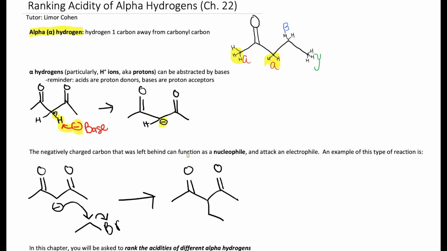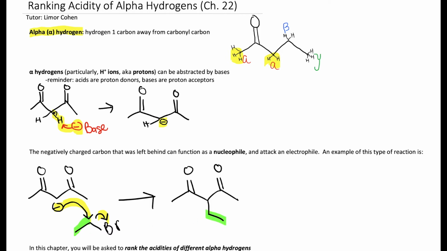This negatively charged carbon is actually a good nucleophile and it can attack electrophiles. You'll see a lot of reactions in chapter 22 in which an alpha hydrogen is abstracted, and that negatively charged carbon is a good nucleophile. An example of this type of reaction is when a negatively charged carbon attacks an alkyl halide. So what will happen is our negatively charged carbon will attach to the carbon where our halogen is, kicking off our halogen, our bromine, and you'll see that added to our compound is this CH2CH3 group from our alkyl halide.